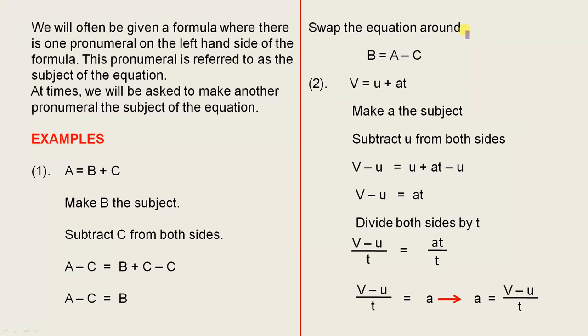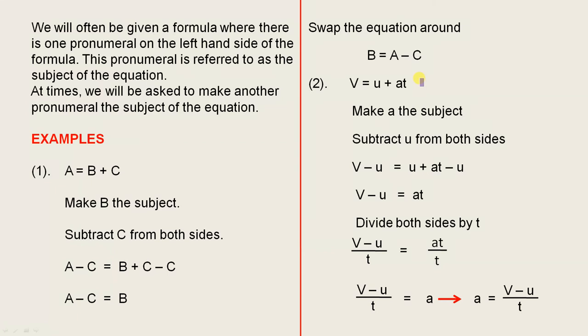Now we can swap the equation around to give us B equals A minus C, because that puts B on the left-hand side, which makes B the subject. Swapping the equation around is perfectly acceptable when you have an equal sign, because if the left-hand side equals the right-hand side, then the right-hand side equals the left-hand side. So you can swap them around without any problems whatsoever.